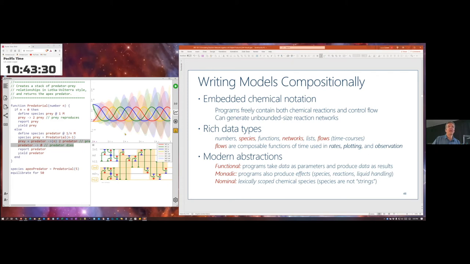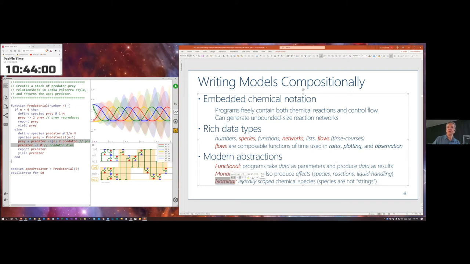There are rich data types for this kind of program. There are numbers, functions, and lists, which you expect from a programming language, but there are also base types like species, networks, and flows. The flows are trajectories. And there are modern abstractions with a functional language, meaning that programs take data as parameters, where data is any one of these things here, and produce data as results. It's monadic, meaning that this is a functional program, but programs produce effects, and the effects are the production of species, the reactions, and the liquid handling steps.